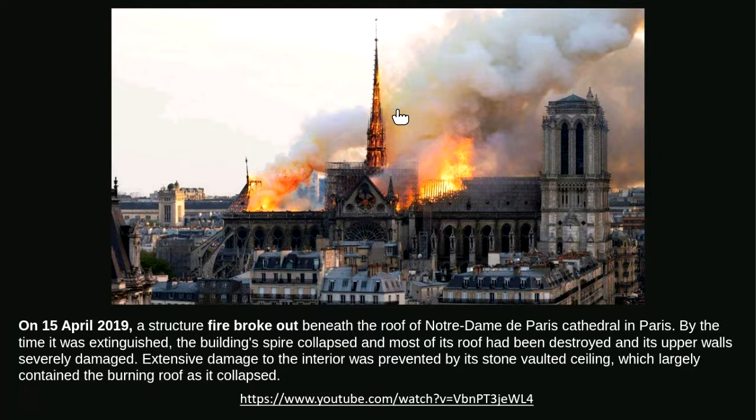Some of the walls were damaged. There was damage to the interior, but it was largely prevented by the stone vault ceiling. We talked about vaulted ceilings, which largely contained the burning roof as it collapsed.